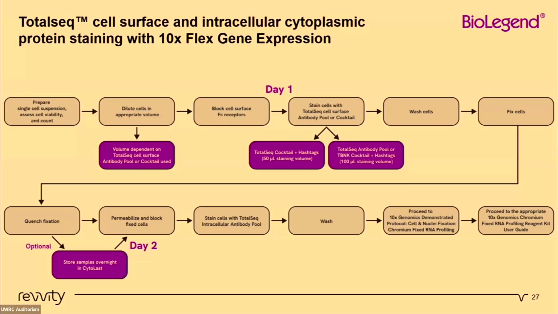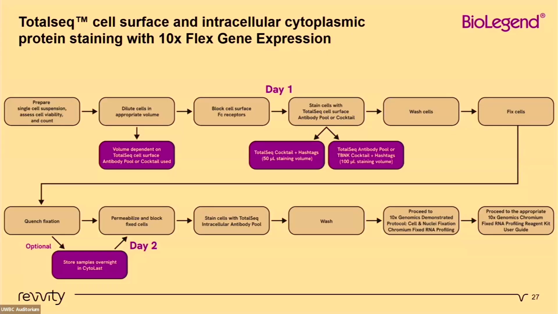So the workflow looks like this. You have your single cell suspension, you assess your viability and count. Viability obviously can't be assessed once you do the fixation, because the cells are dead, so you have to count and do the viability upstream of that fixation step. You dilute your cells in an appropriate volume, which is dependent on the antibody pool or cocktail that you're using. Then you would do your blocking for cell surface Fc receptors, and then stain your cells with your TotalSeq cell surface antibody pool or cocktail.